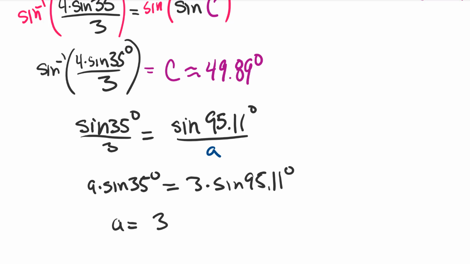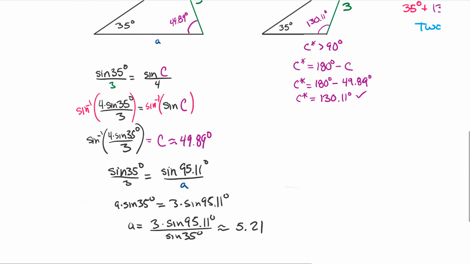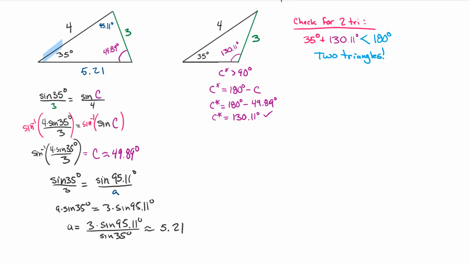A is going to be equal to 3 times sine of 95.11 degrees over sine of 35 degrees. After we calculate this, 95.11, use a parenthesis, calculate, enter, divided by sine of 35, and I get approximately 5.21. There we go, we solved this one out. 5.21. We solved the triangle.